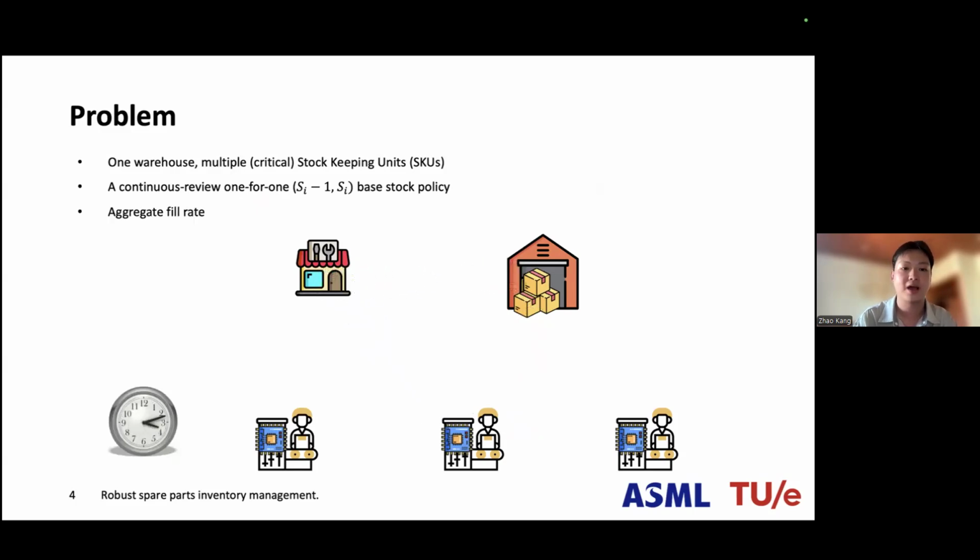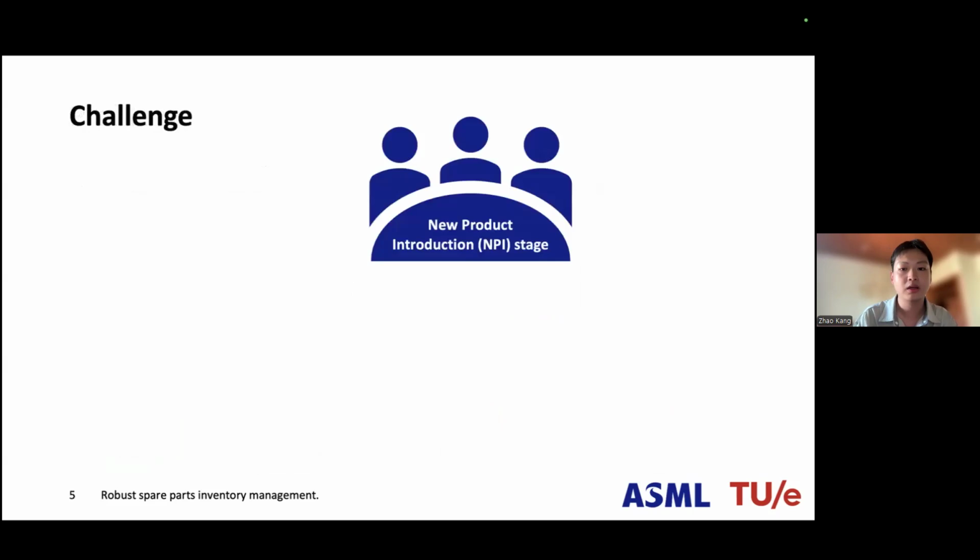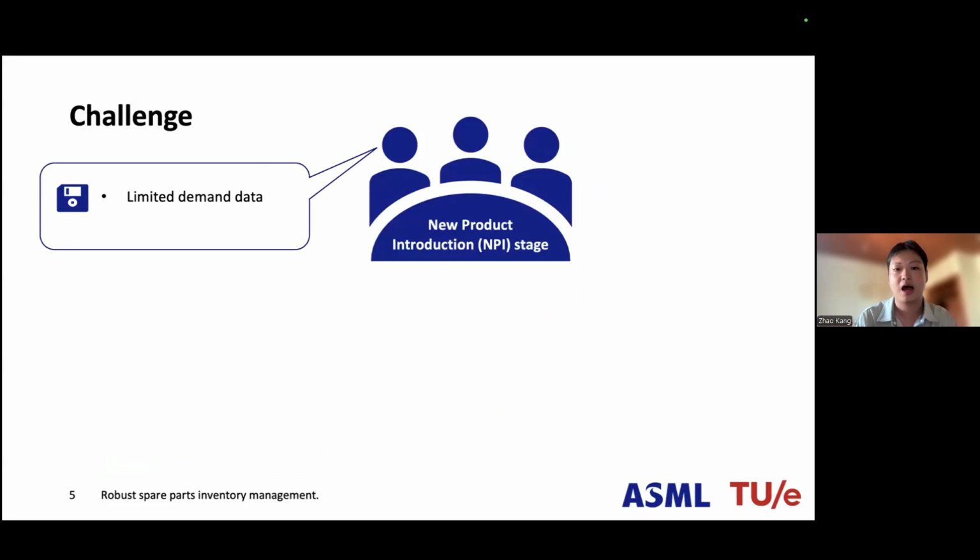We consider the aggregate fill rate as the main service performance. The aggregate fill rate can be understood as the total fraction of the demand that can be fulfilled from stock immediately. Here, we consider a big challenge during the new product introduction stage. At this stage, usually the demand data we have is very limited.